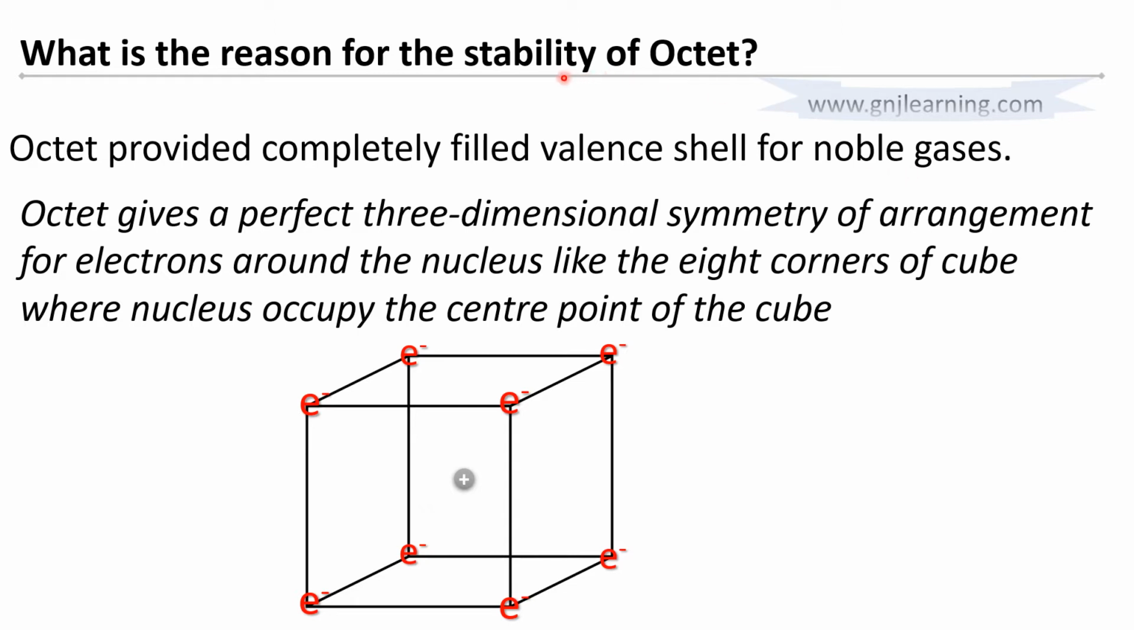And what is the reason for the stability of octet? It is a three-dimensional symmetrical arrangement of electrons around the nucleus, like the 8 corners of a cube where the nucleus occupies the center point of the cube. So once we have this type of arrangement, all the forces of attraction are very well balanced. Clear?